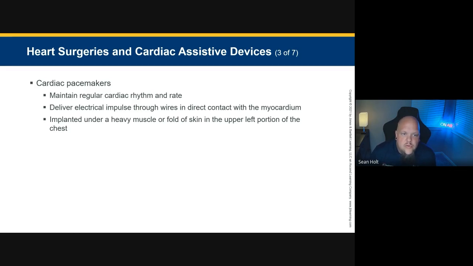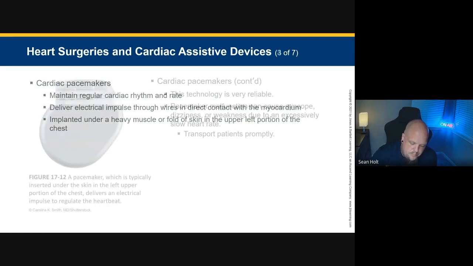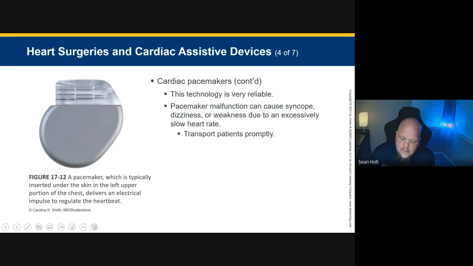So they deliver electrical impulse through wires that are in direct contact with the myocardium. And they're implanted under a heavy muscle or fold of the skin, generally in the non-dominant side of the upper chest, which is usually the left upper portion. Here's what they look like nowadays. This technology is very reliable.